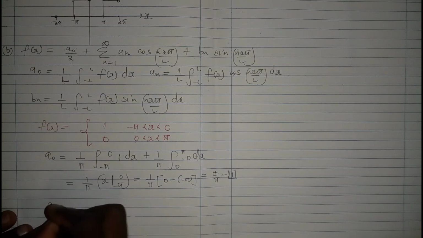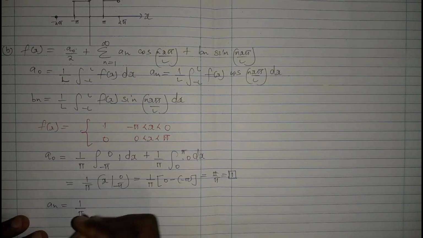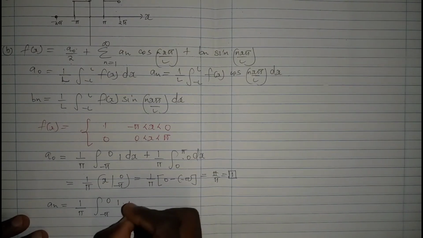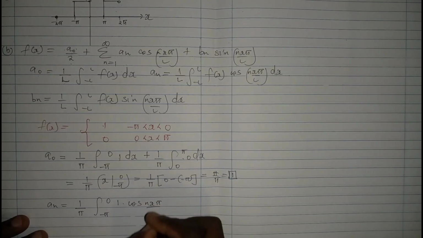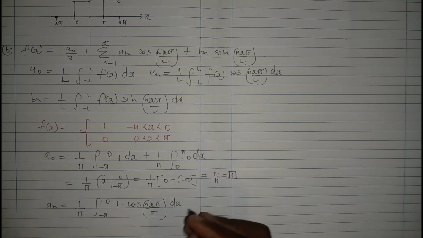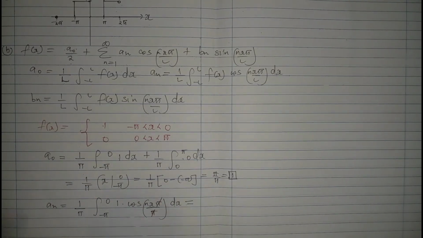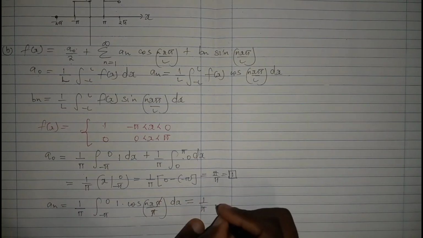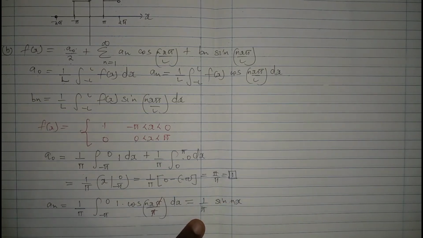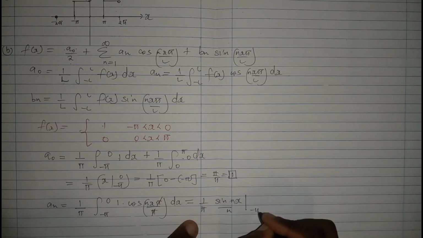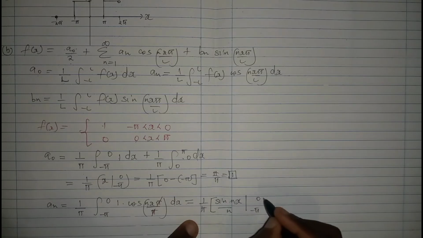Now let's move on to an. So an is 1 over pi, from negative pi to 0 of 1 times cos of n pi x over L, which is pi, dx. And for the second piece, I can't just omit it even though I know it's going to be 0, so you can write plus 0. You can just leave it. We can see that pi over pi cancels here. So I'm going to have 1 over pi, and the integral, of course, is sine. So I'm going to have sine nx, but don't forget to divide by the derivative of the angle, so we're going to have n here, from negative pi to 0.